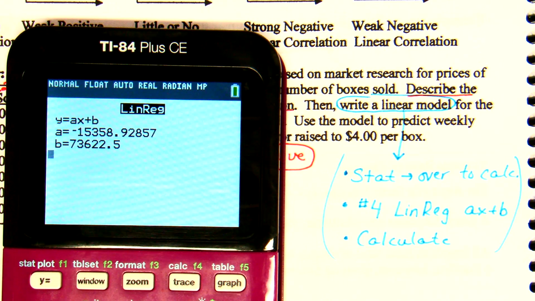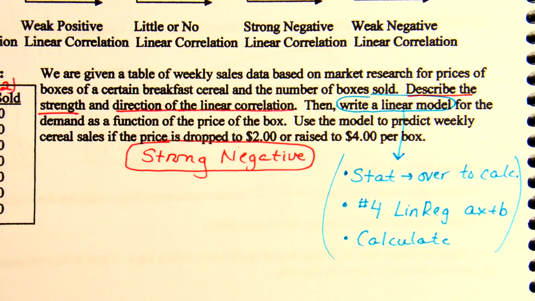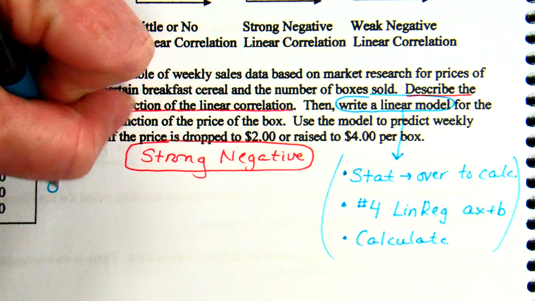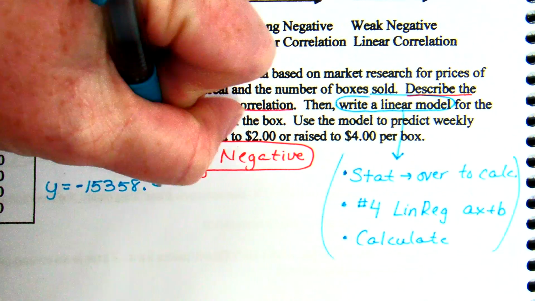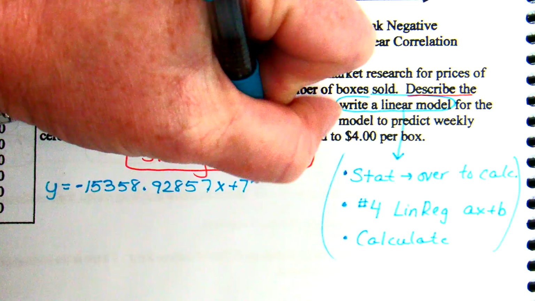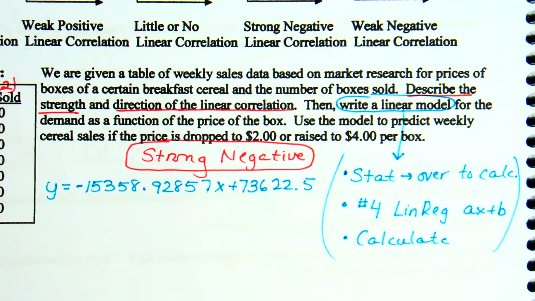Okay, so guys, we got an answer, yes? It doesn't just tell you straight out the equation, but it says y equals ax plus b, and it gives you an a and a b value. So what that's saying is that my equation, did you get it? Okay. My equation, if it's ax plus b, is y equals negative 15,358.92857x plus 73622.5. So without any rounding, if you just write down what the calculator gave you, that's the equation.